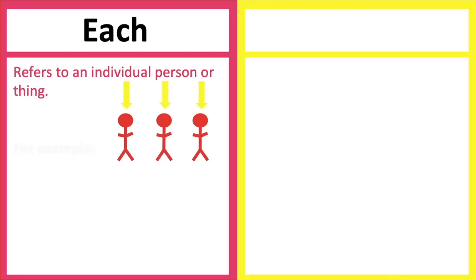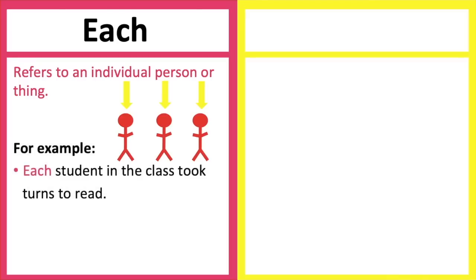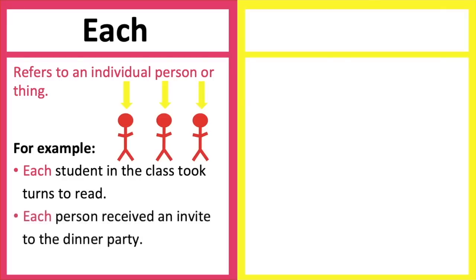For example, each student in the class took turns to read. Another example is, each person received an invite to the dinner party. In both examples, each is followed by a singular noun, student and person.